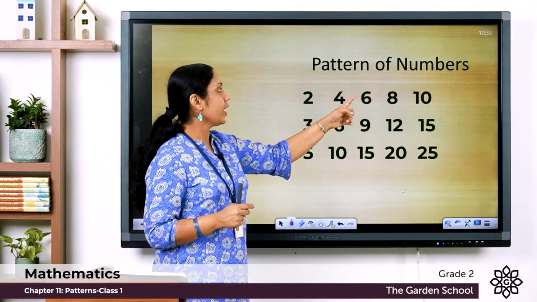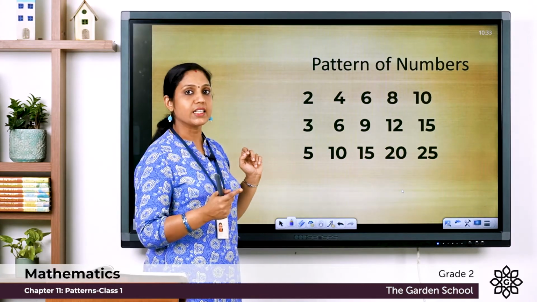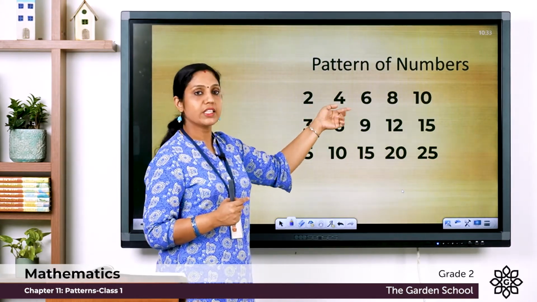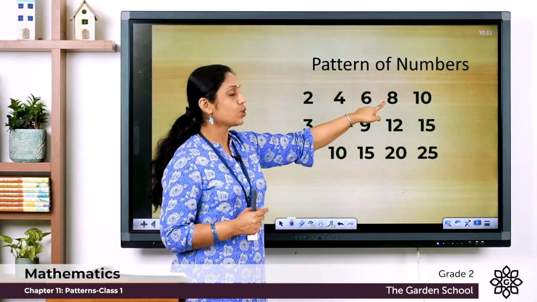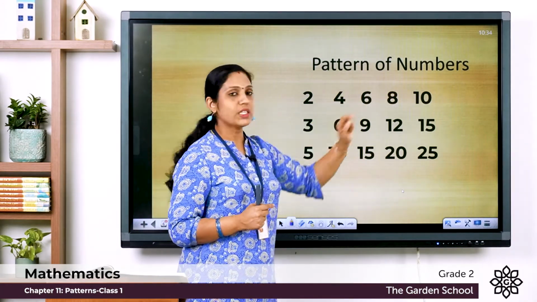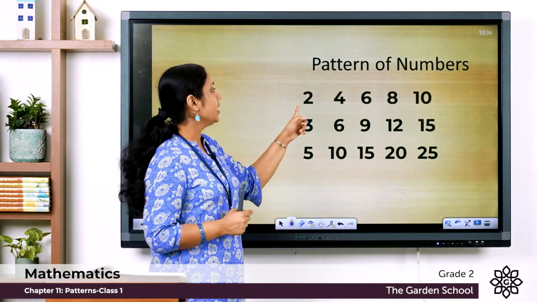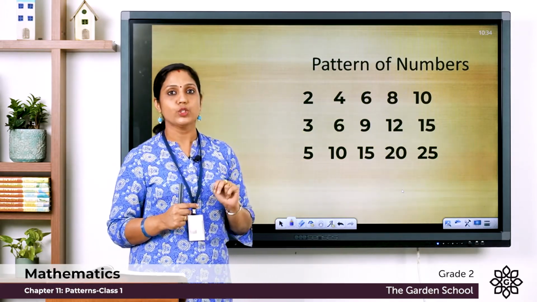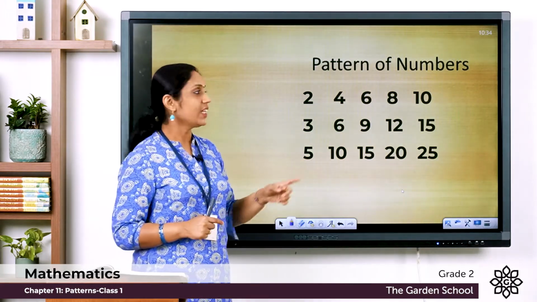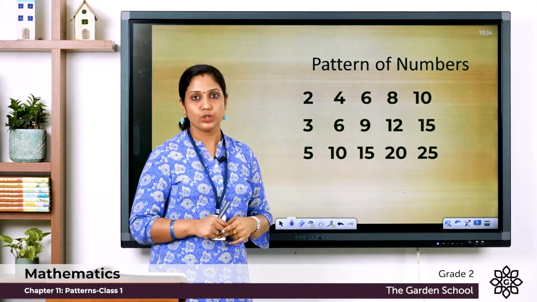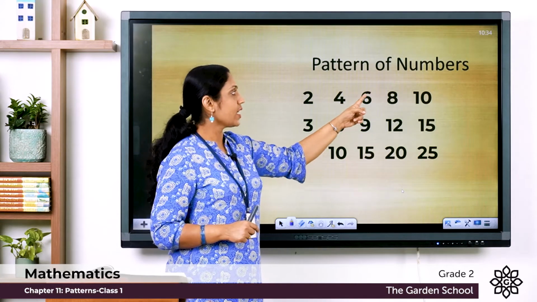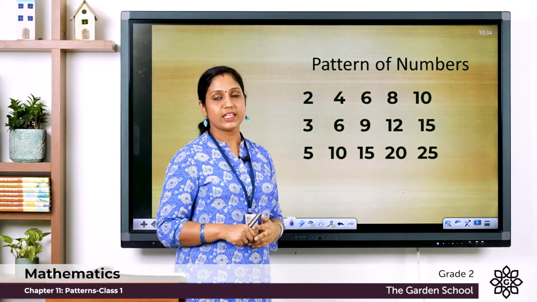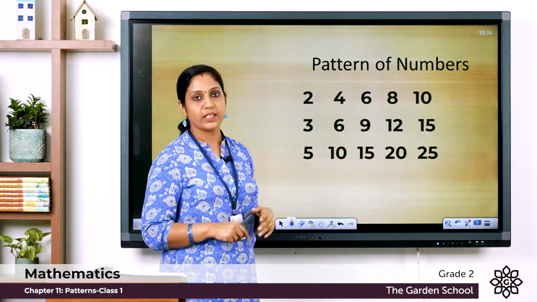So look at the second and third number, we have 4 and 6. By how much these numbers are increasing? 4 plus 2 is 6. And again 6 plus 2 is 8. 8 plus 2 is 10. So here we can say that these numbers are increasing by 2. Or also you can say that these are the multiples of 2. So 2 1s are 2, 2 2s are 4, 2 3s are 6, 2 4s are 8, 2 5s are 10. So this is how this pattern goes.